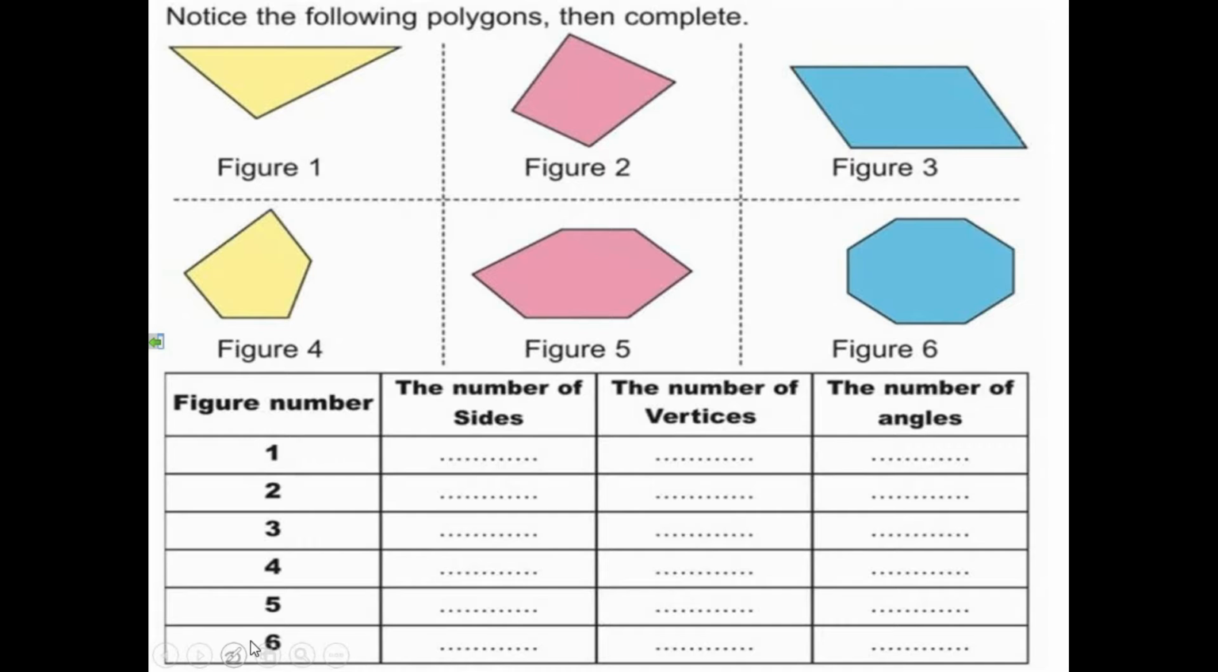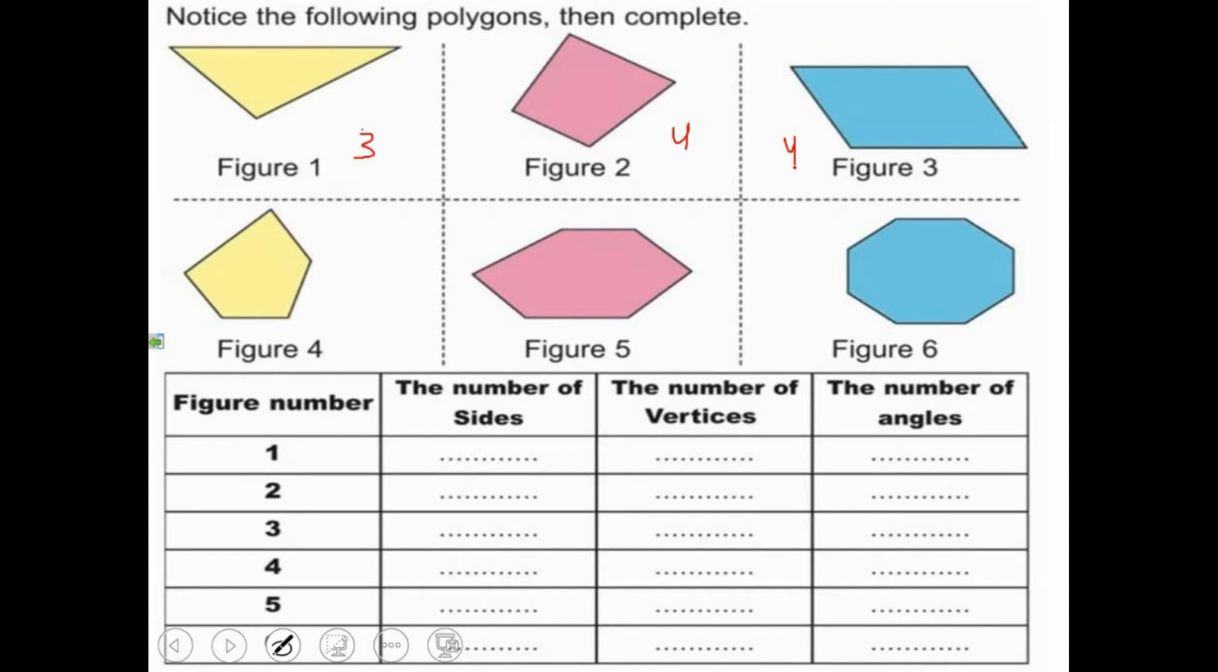Now, when we look at figure 1, we have a triangle. And we notice that the triangle has only 3 sides. And in the second figure, we have 4 sides, so it's called quadrilateral. So, we have 3 sides called triangle and 4 sides called quadrilateral. And in the third figure, we have 4 sides, so we have a quadrilateral.